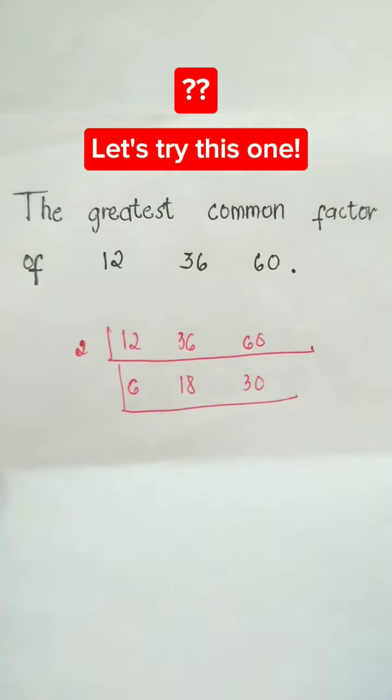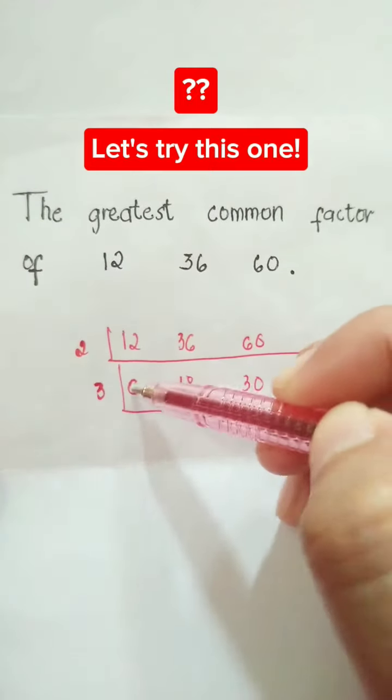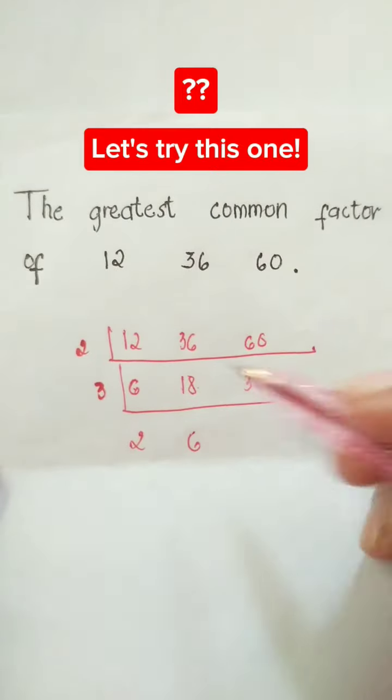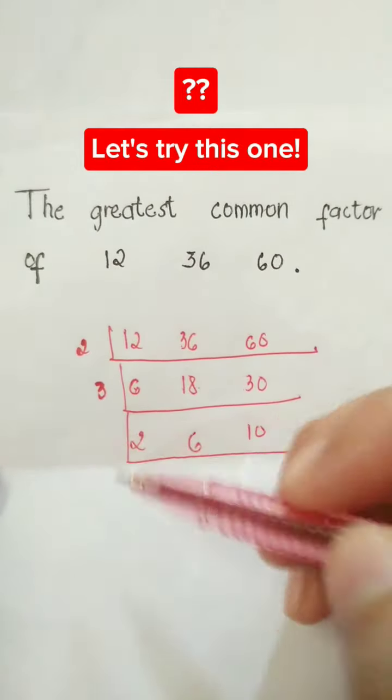Now again, think of a number that would work on 6, 18, and 30. Okay, let's try 3. 6 divided by 3 is 2, 18 divided by 3 is 6, then 30 divided by 3 is 10. Okay, let's try 2.